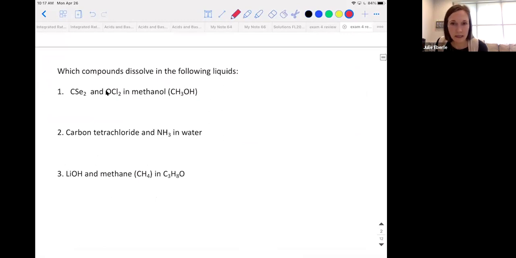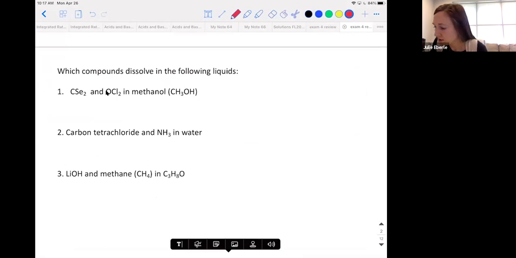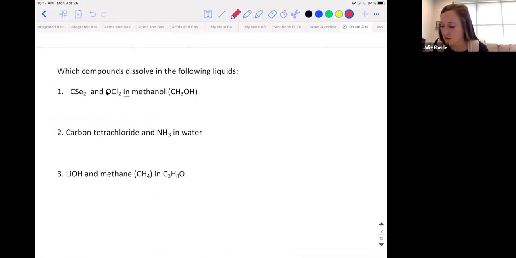this is like dissolves like. So let's look at our solvent here. Our solvent is methanol. Okay, it says in methanol, so the methanol is the solvent. So we have CH3 and then OH. Okay, so is this polar or non-polar? What do you guys think?